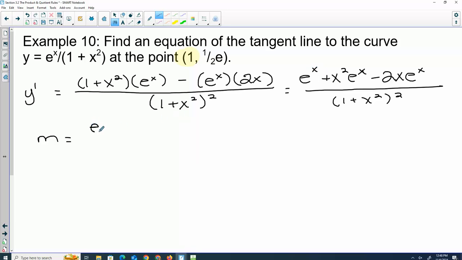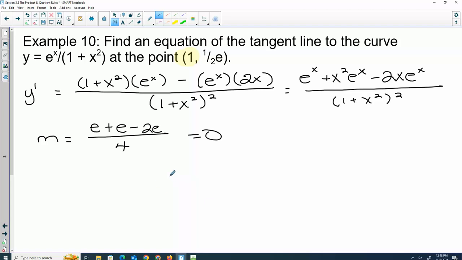1 squared times e to the first minus 2 times 1 times e to the first. Over 1 plus 1 squared, so 2 squared is 4. But on the top, it's 0.